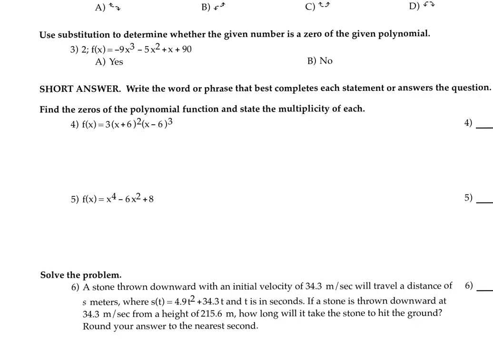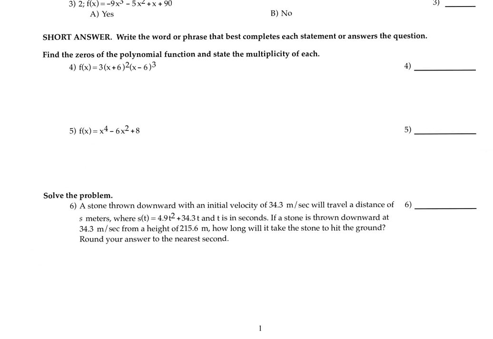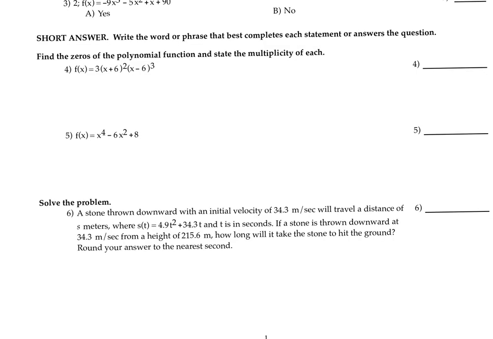So there's a couple different ways to do it. This one is plugging it in. Later on, it's going to be synthetic division. So both of those do the same thing. 4 and 5 are basically the same question. The only difference between 4 and 5 is 4 is in factored form, 5 is not in factored form. Okay? Factored form is a little bit easier.